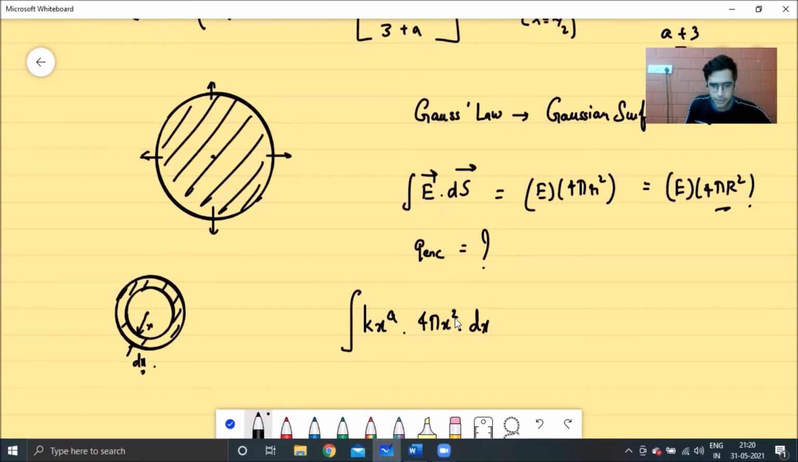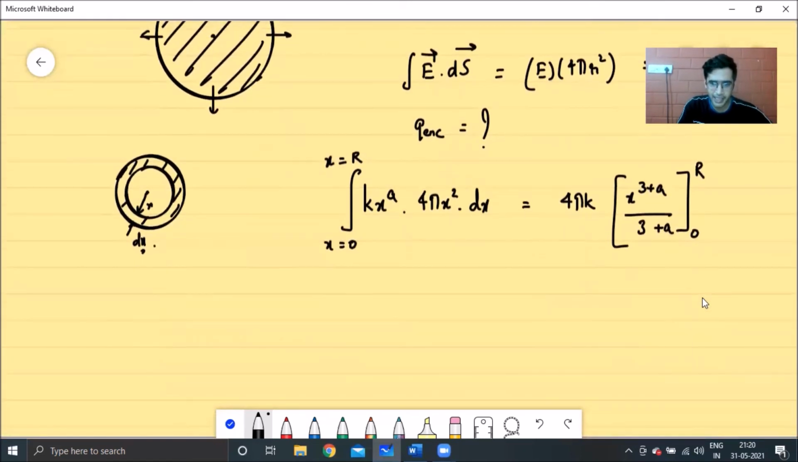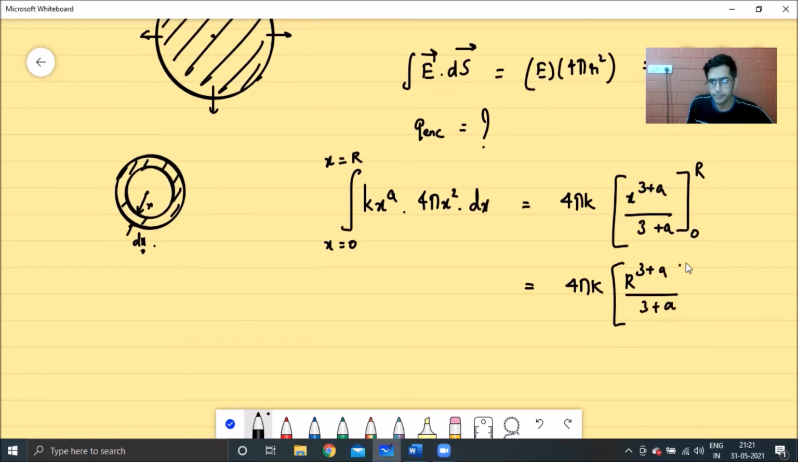That will be the sum of charge on each shell with the x value varying from x is equal to 0 to x is equal to capital R, right? And again, simplifying this expression, we get 4 pi k of x bar 3 plus a by 3 plus a, with our limits right now being from x is equal to 0 to x is equal to capital R. As once again, we are calculating what's the charge inside the entire sphere. And this will then turn out to be 4 pi k of r bar 3 plus a by 3 plus a. We found out what was the charge enclosed.